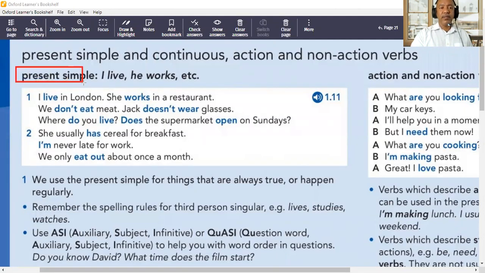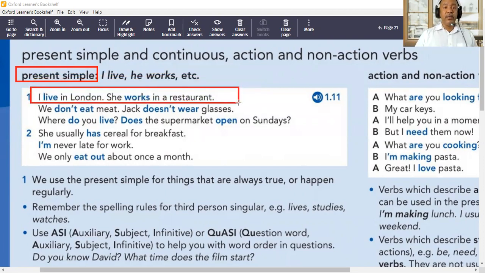To speak about the present simple, we talk about facts. Okay, I live in London. So you have an example here, right? I live in London. She works in a restaurant. I like pizza. She is my friend. So these things are facts in the present. So we use the present simple.